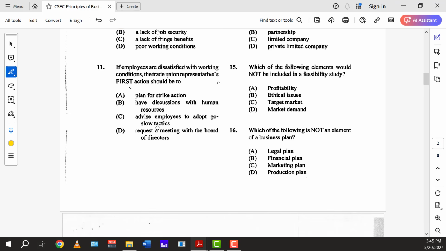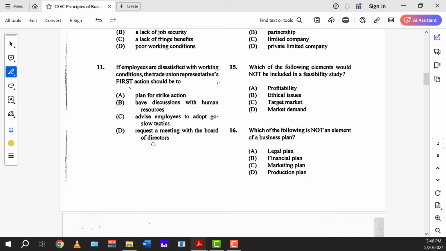Number 11. If employees are dissatisfied with working conditions, the trade union representatives' first action should be to A. Plan for a strike, B. Have discussions with human resources, C. Advise employees to adopt go-slow tactics, or D. Request a meeting with the board of directors.